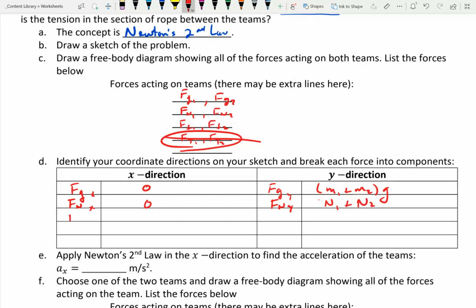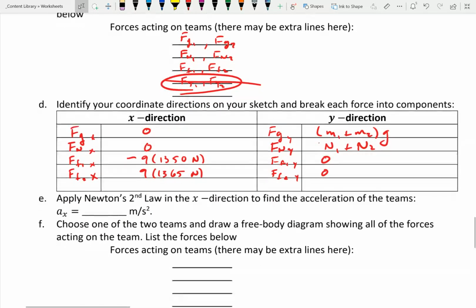And then the force friction 1 in the x direction is minus 9 times 1350 newtons. And the force friction 1 in the y direction is 0. Notice I did not split these out. Force friction 2 in the x direction is plus 9 times 1365 newtons. And force friction 2 in the y direction is 0. And then I don't put the tensions because those were crossed out.